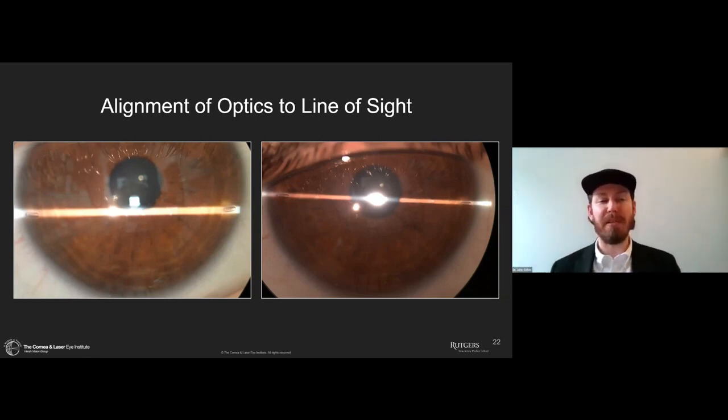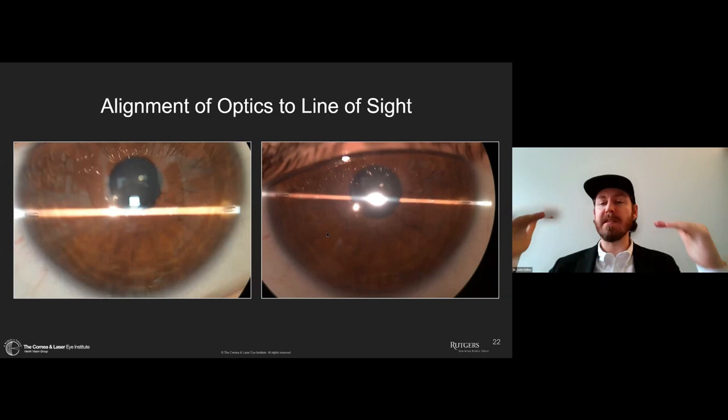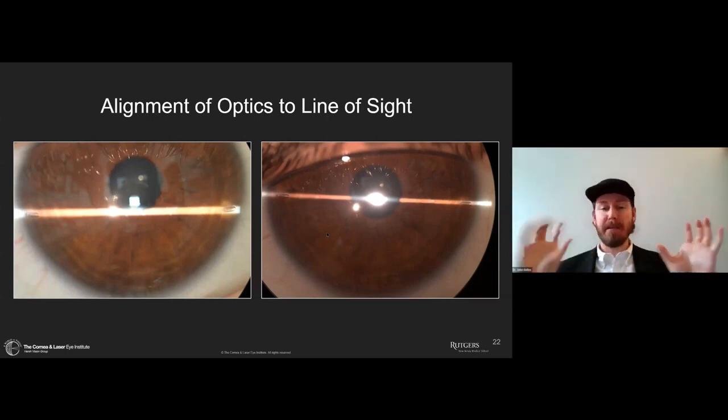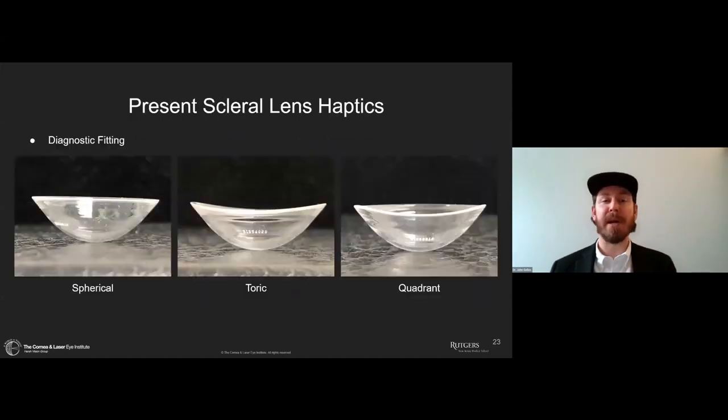You can see on the left here, we have a lens that is way inferiorly decentered, whereas on the right, this lens is just slightly inferiorly decentered. So these sorts of changes are something that we need to be aware of, because that's going to become important as we move forward in more complex optics.